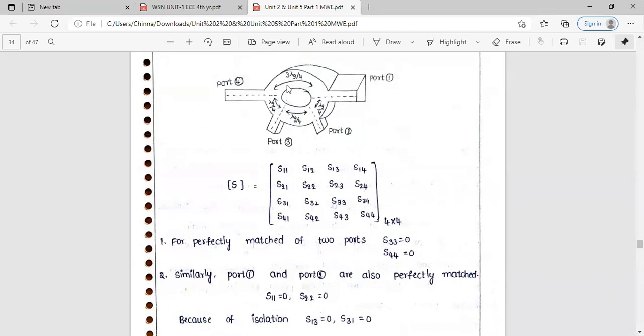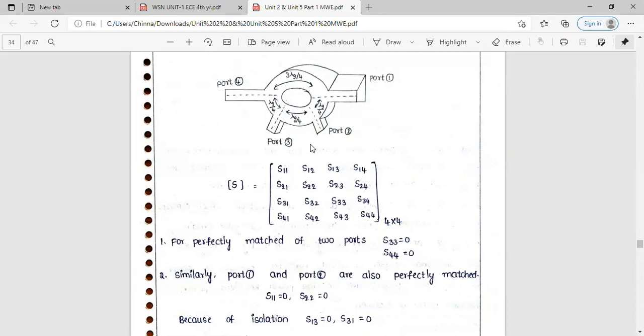Circular representation, here we represent it. So the distance between port 2 and port 3 and port 4 is considered as lambda g by 4. Whereas from port 1 to port 4, the distance is 3 lambda g by 4. This is the signal representation.